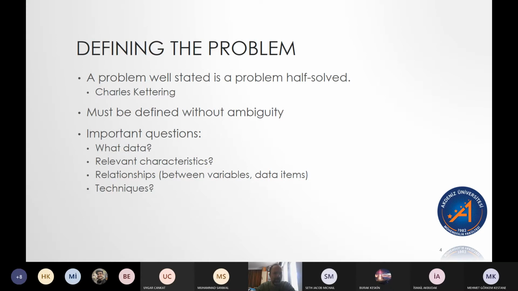Okay. One thing is we need to make sure we state the problem well. We need to make sure that we don't have a lot of ambiguity. You want to make sure you answer important questions. What data will be necessary? What are some of the characteristics and the relationships between different variables? What techniques? Again, this also falls under the whole area of resources. What resources will be necessary? And so how will you go about answering the question of whatever the problem is?